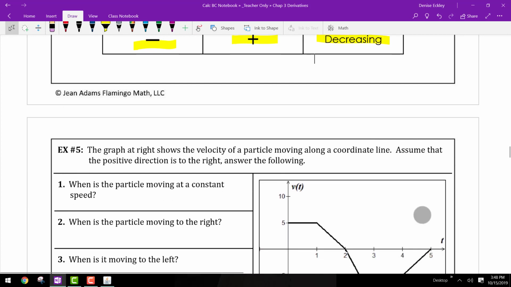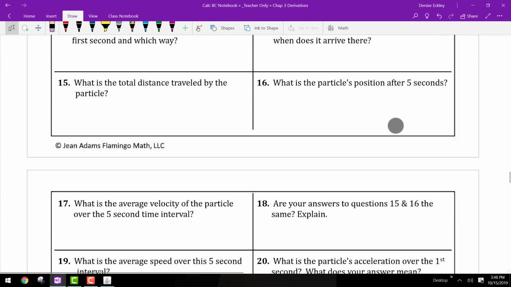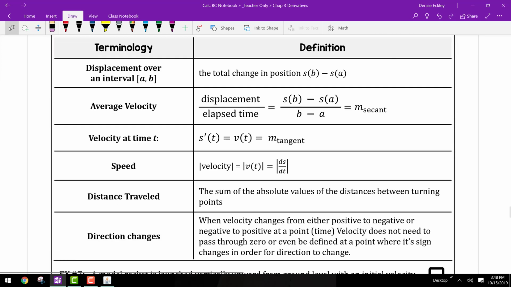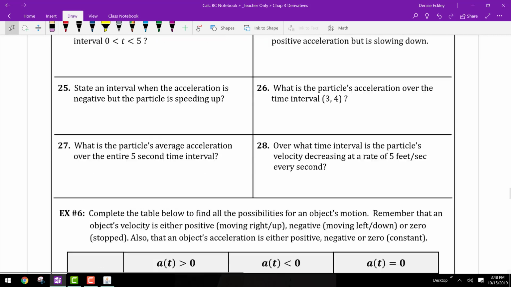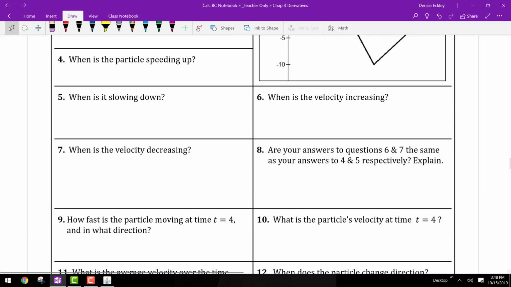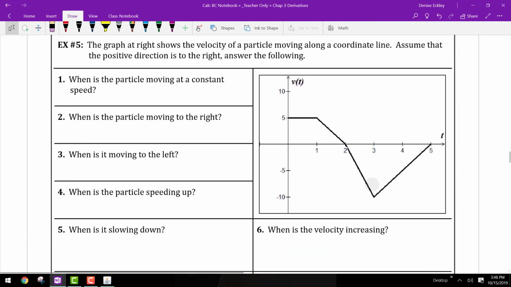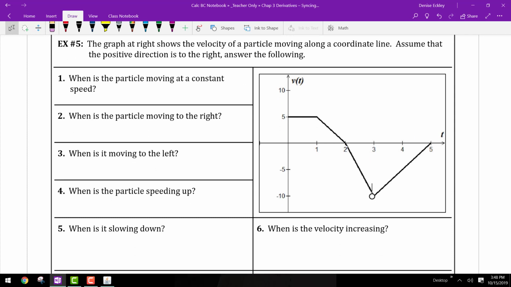Okay, so let's take a look at this problem, which is very long. I think what I'll do is I'll do the first half of it in this video and finish the second half in the other video. We'll see how it goes.